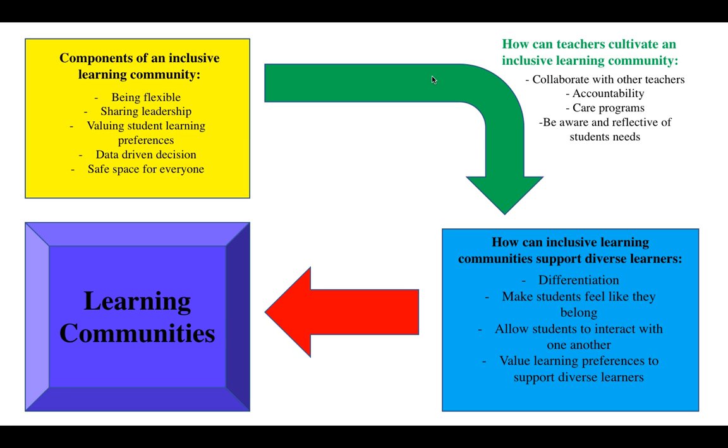And lastly, valuing learning preferences to support diverse learners. This can be important because not all students learn the same way or need to be taught the same way, so being aware of that in the classroom is very important. By doing all these things, we can help to better make an inclusive learning community within our classrooms.